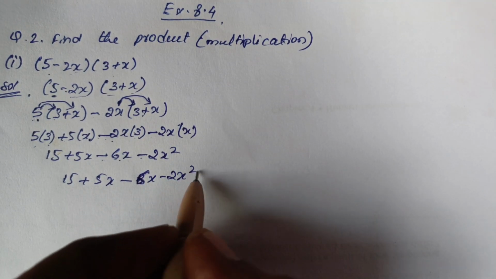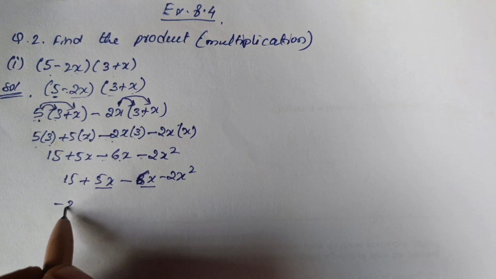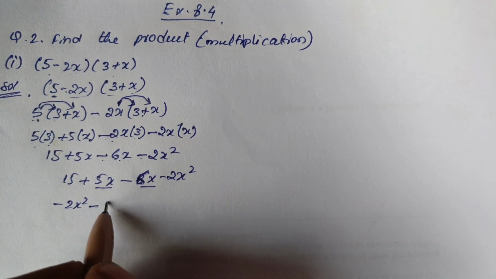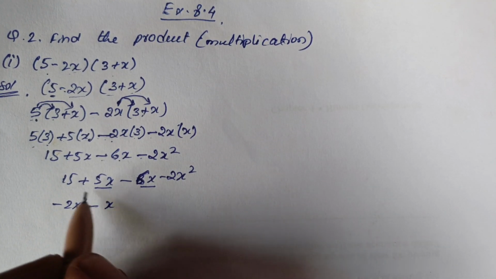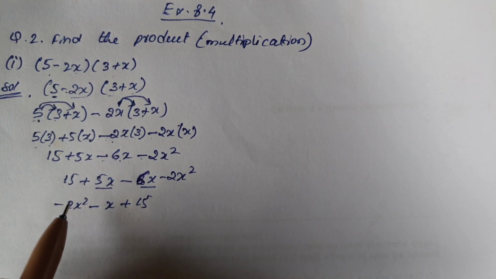6x minus 2x square. Here we see this is x, this is x. So this we will write 2x square minus x. 5x minus 6x is minus x, so minus 2x square minus x plus 15 is the answer.